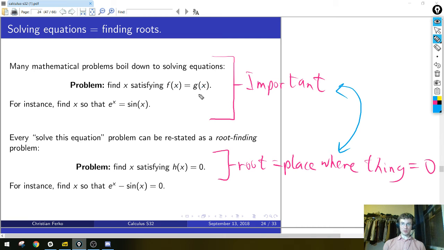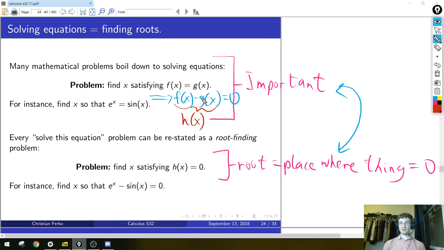So this problem, find a value of x where f of x equals g of x, is exactly the same as finding a value of x where f of x minus g of x equals 0. And then we can simply pick a new function h, which is equal to f of x minus g of x. It's a simple trick, but we've seen this a lot of times.